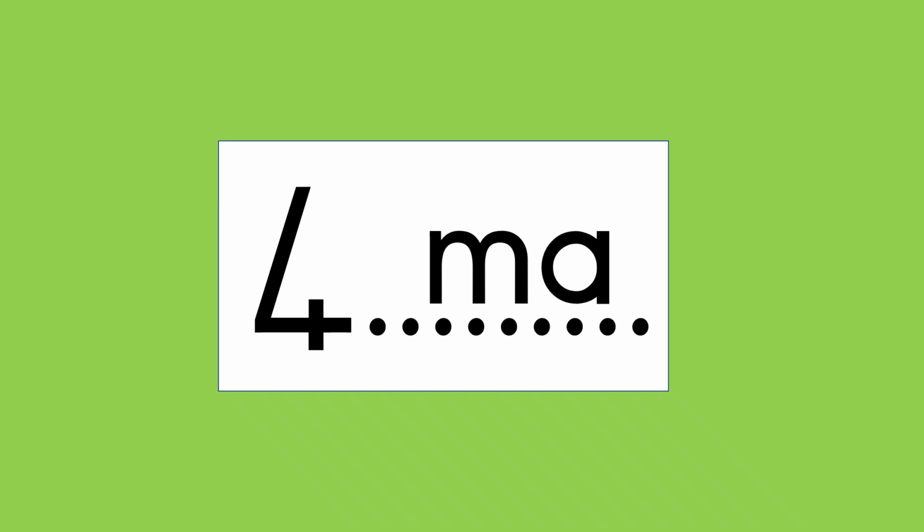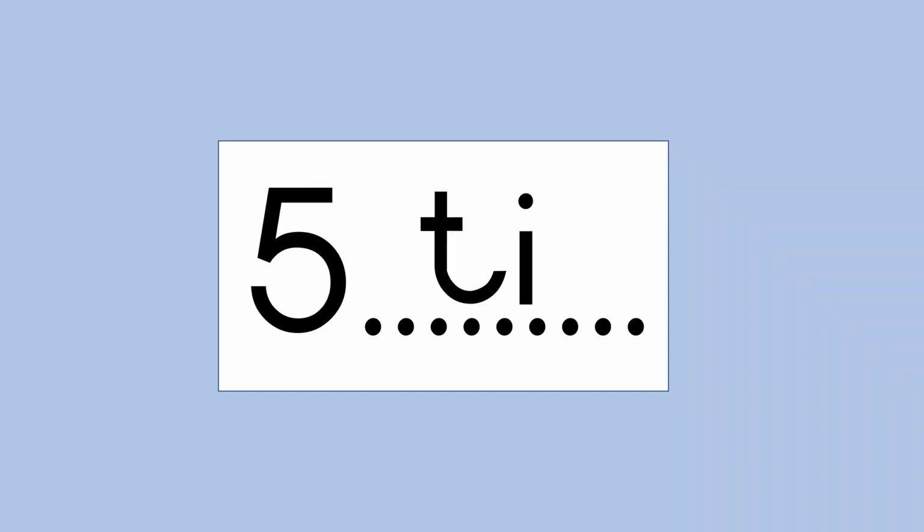Next to number 4, the sound was Ma. The M and the A together says Ma. If you wrote Ma, give yourself a tick. Next to number 5, I wanted the sound T. The T and the I together says T. If you wrote T, give yourself a tick.